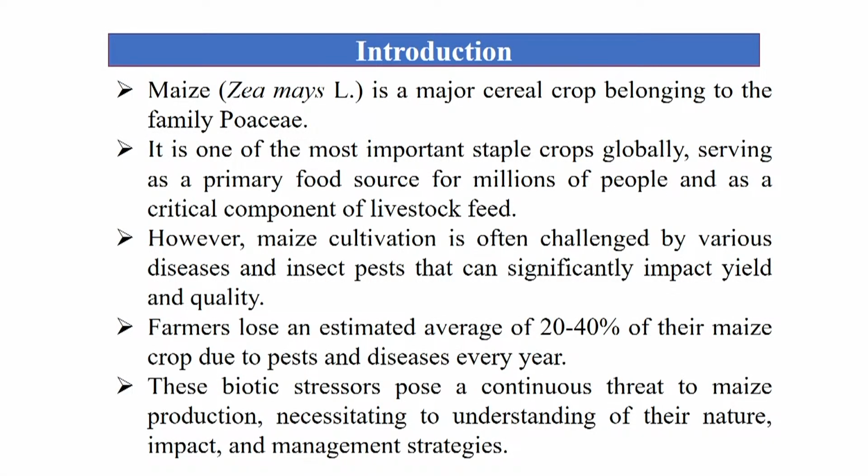So dear learners, this is your learning outcomes, and as you know, maize, that is Zea mays, is a major cereal crop belonging to the family Poaceae. It is one of the most important staple crops globally, serving as a primary food source for millions of people and as a critical component of livestock feed also. However, its cultivation is often challenged by various diseases as well as insect pests that can significantly impact yield as well as quality. That's why farmers lose an estimated average of about 20 to 40% of their whole production. These biotic stresses pose a continuous threat to maize production, so it is very important to understand their management strategy also.